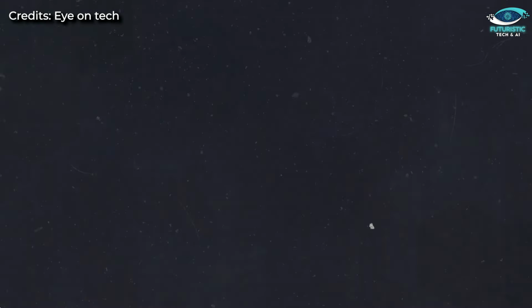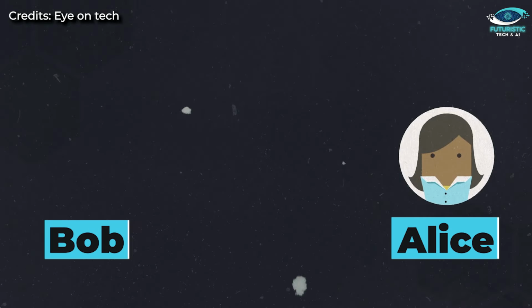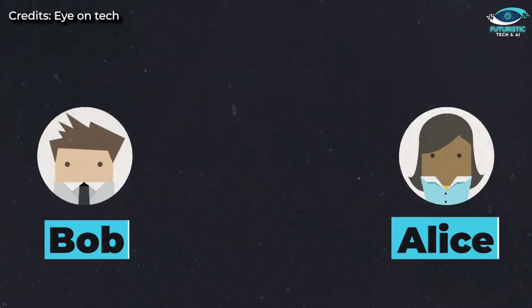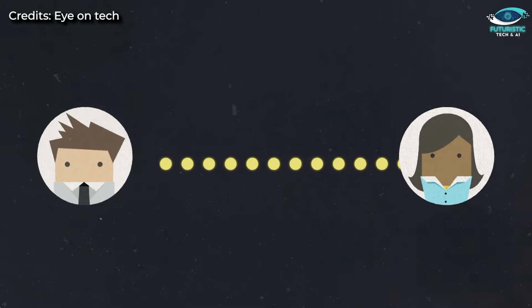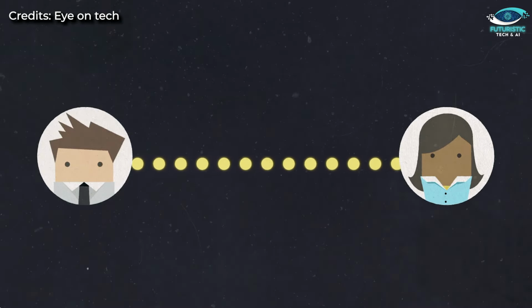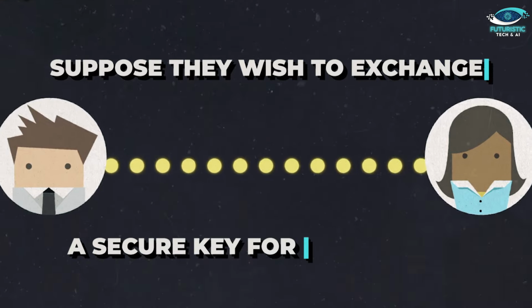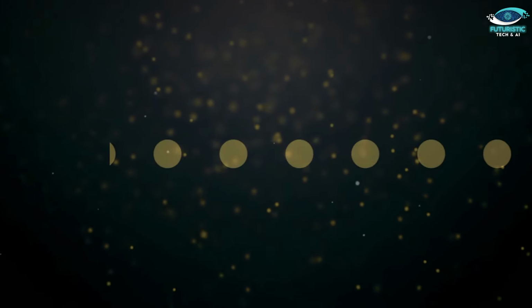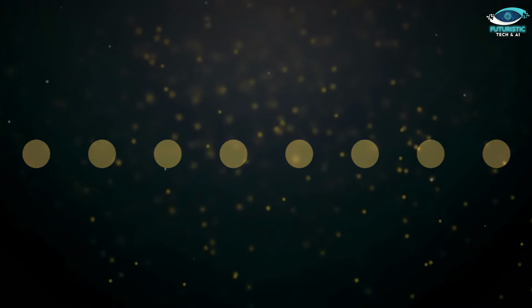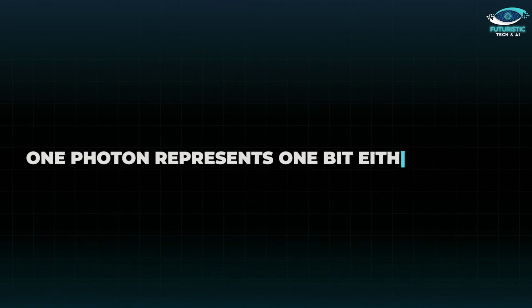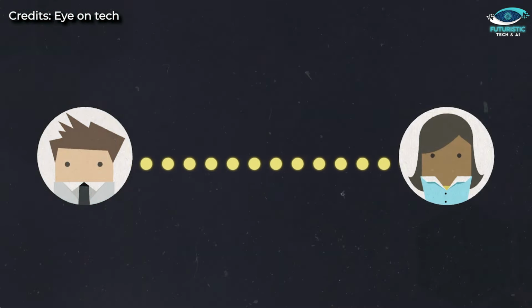Now, to understand the mechanism of quantum cryptography, we assume that there are two parties, Alice and Bob. They are communicating with each other with the help of photons. Suppose they wish to exchange a secure key for the message. The key is basically a stream of photons traveling linearly, but they are also in a mode of some kind of vibration. One photon represents one bit, either a 1 or a 0.